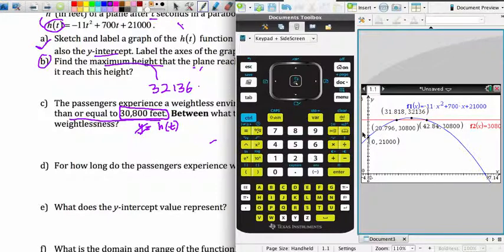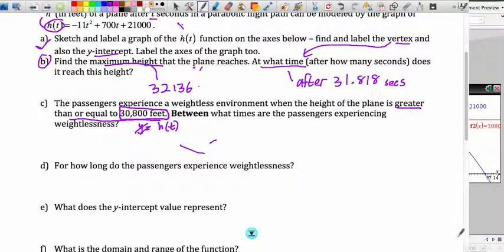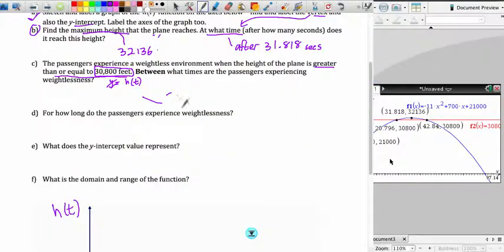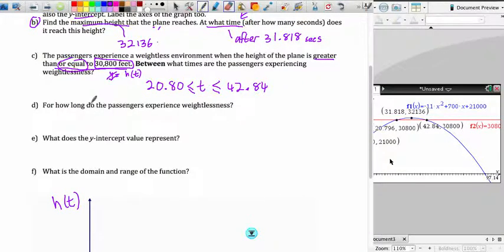And so let's come back over here, and we're going to just write down the answers to that. And so just clean this up a little bit. So between 20.80 and 42.84, correct to 2 decimal places, and of course I'm using less than or equal to because that's what the information in the question said.